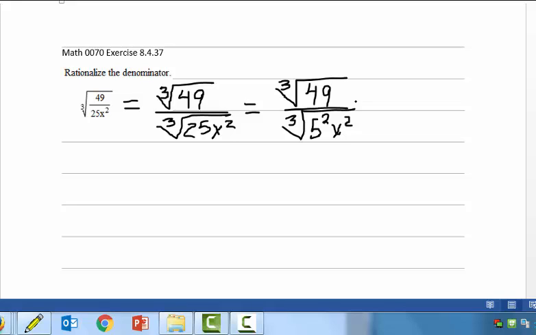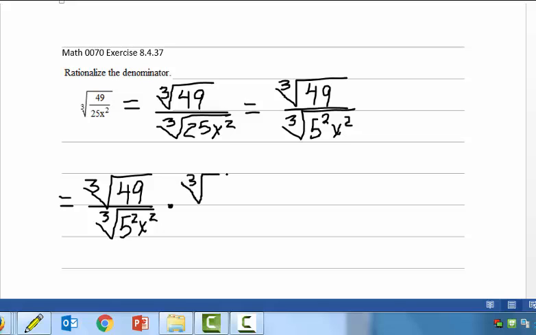What I realized I'm going to need to do with this in order to rid the denominator of a radical is I've got to multiply by the smallest possible cube root over itself so that the denominator becomes the cube root of a perfect cube. So I'm really going to simply multiply by 1, but I'm going to put 1 in an unusual form.